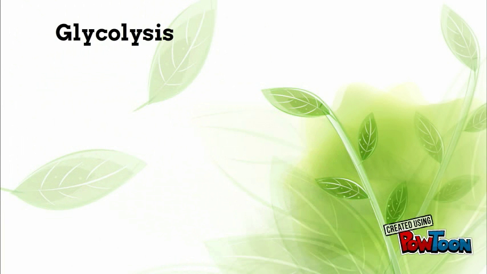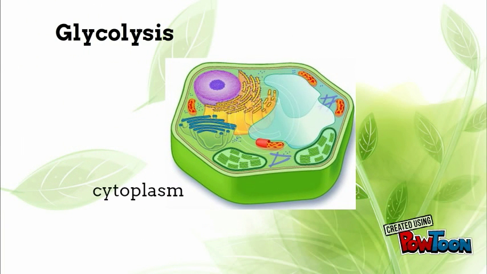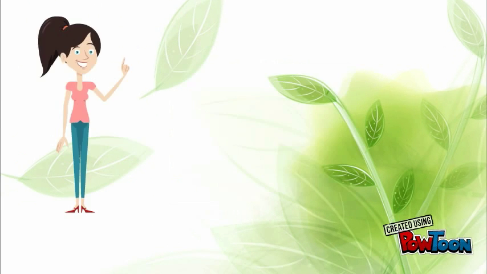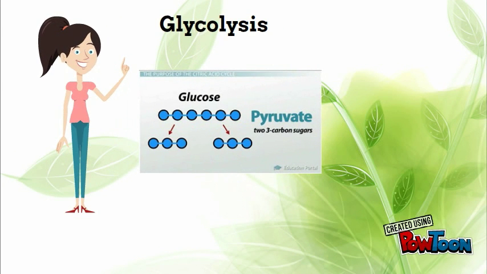Glycolysis is the first stage of cellular respiration and it occurs in the cytoplasm of the cell. In glycolysis, glucose molecules are broken down to pyruvate. Here 2 pyruvate molecules are produced from 1 glucose molecule.